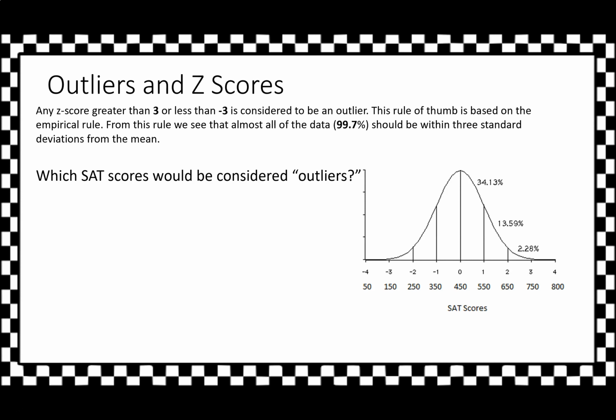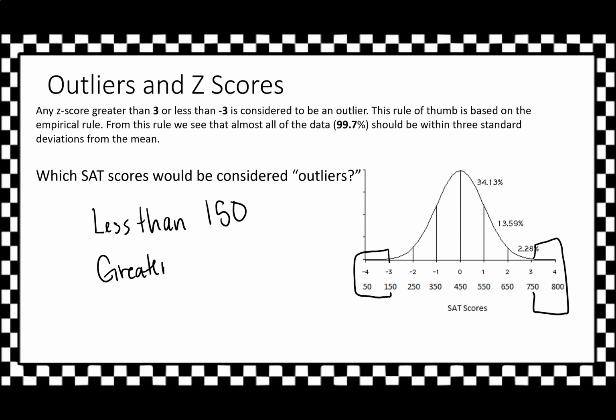From this particular graph, which looks a little different from another one we saw previously, but that's all right, our outliers would be anything less than 150, and same thing here, anything greater than 750. Now, seeing as if you write your name, you get a 200 on the SAT, really the only outlier is if you're greater than 750.